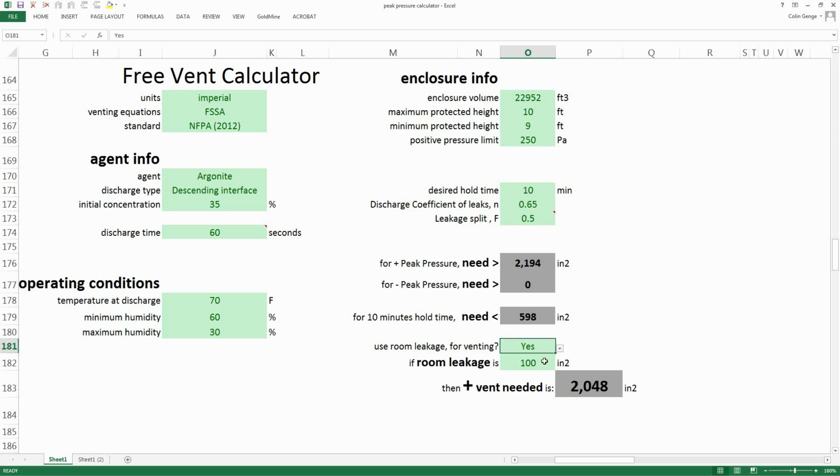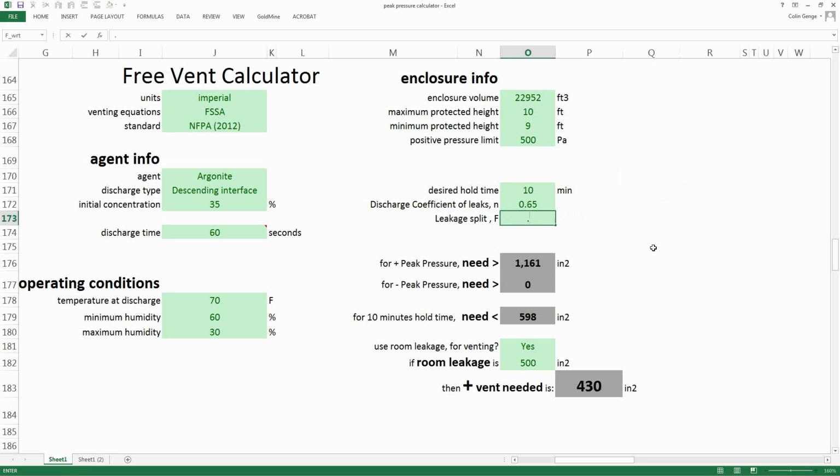Well, one thing we can do is we could use at least some of the room leakage, let's say 500 square inches of it, in order to relieve the peak pressure. So that would help a little bit. We could reconsider the fact that perhaps a positive pressure limit of 500 pascals would be more appropriate, and we can see right away that this drops. The other thing that we might take a look at is the leakage split.